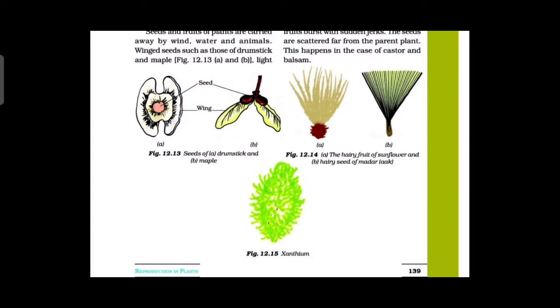Some seeds are dispersed when the fruit bursts with a sudden jerk. The seeds are scattered far away from the parent plant. This happens in the case of castor and balsam. Have you all seen balsam? These seeds are scattered anywhere and grow in some other place. So this is the best example of what? Scattered seed. Okay, that's all about today's topic.